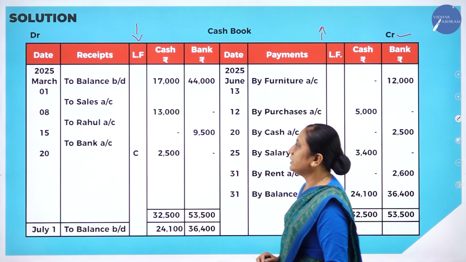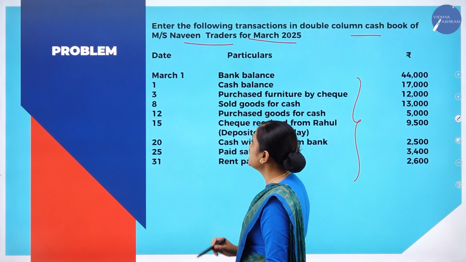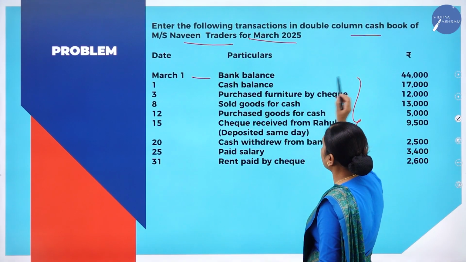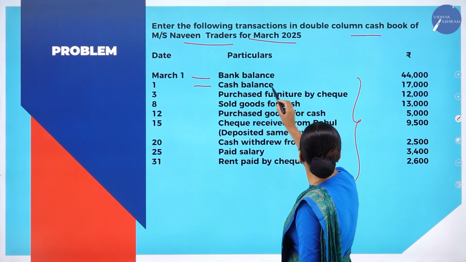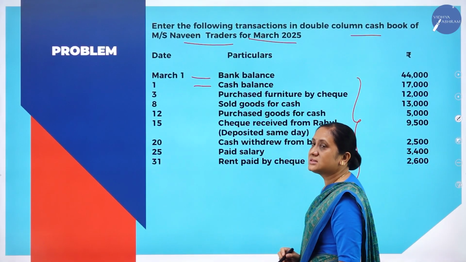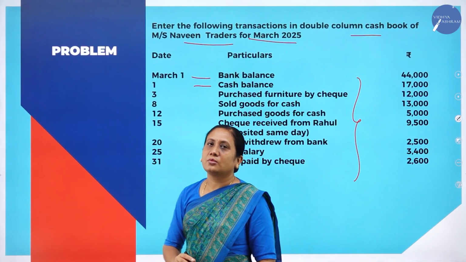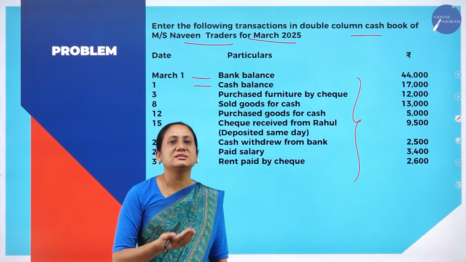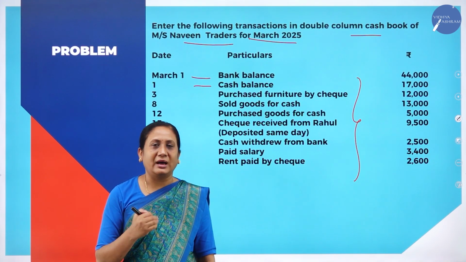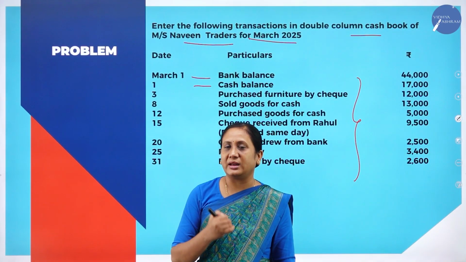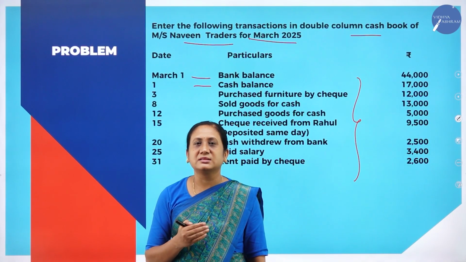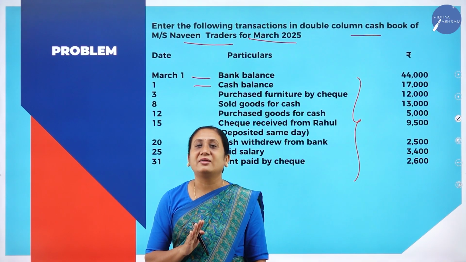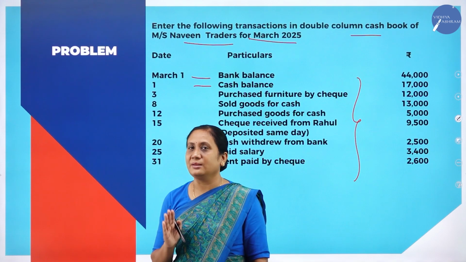Now we will look into the problem. See here, March 1, bank balance 44,000. March 1, cash balance 17,000. This is the opening balance, or previous balance carried down. This is the available cash balance or available bank balance. This is not money either received or paid. This is the available balance. This is the opening balance.